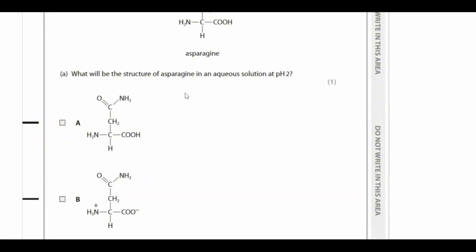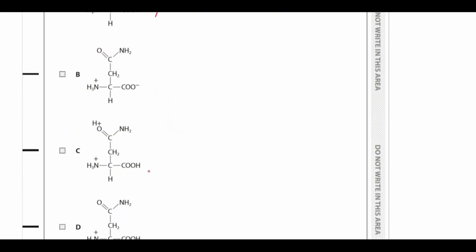Now, according to Bronsted-Lowry theory, we know 2 things. An acid is a proton donor, a base is a proton acceptor. So, of course, the amine group here is the basic part, and it's supposed to receive the proton. Option A will be incorrect because it's not protonated. If we see B, C, D, 3 of them are protonated, but this is a zwitterion.